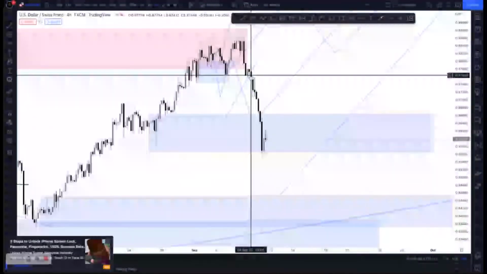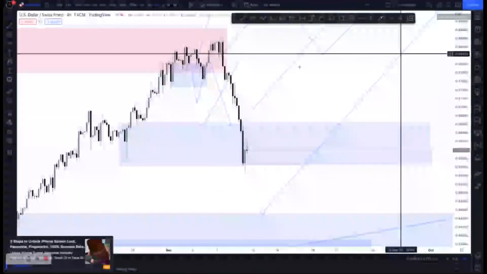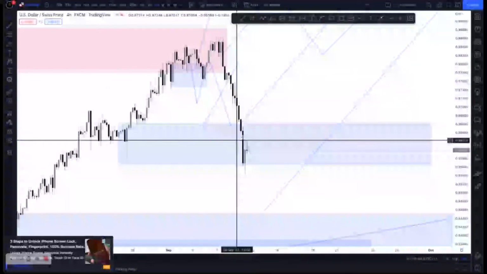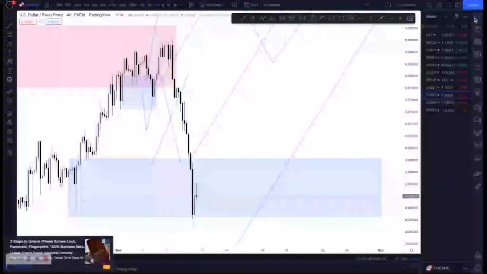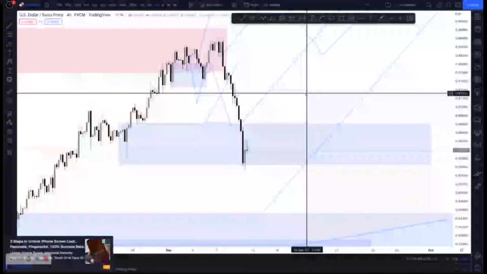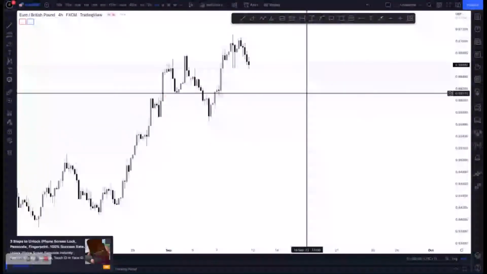Next pair we have the USDCHF. I think this is the last pair. I expected the market to give this strong push to the downside and give the reaction, right? So that was basically what happened. Okay, I have one more pair to look at, which is the Euro GBP.